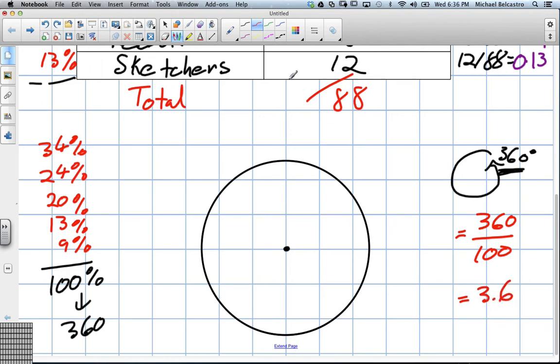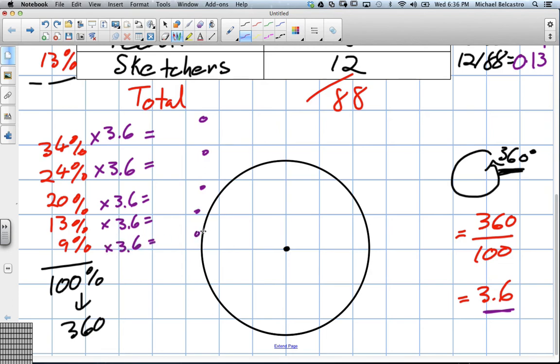That's right. So what this means is, because a circle is 360 degrees, I have to multiply each of these percentages by 3.6 to turn them into degrees. So I'm going to get you to do that. We're going to multiply each of them by 3.6. And again, there might be a little bit of rounding involved here because we have to make sure it adds up to 360. Okay? So what about the first one? Like 34 times 3.6.